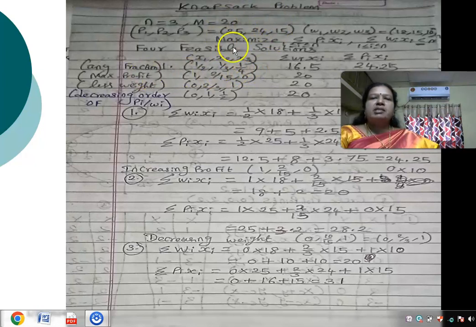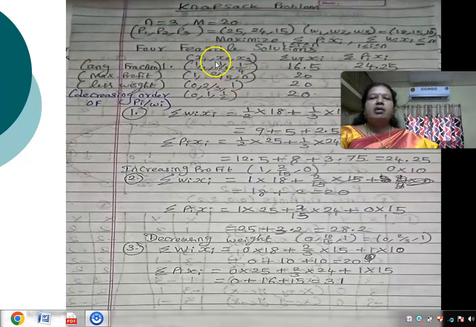Out of these, 25 is the maximum profit, which is for object 1. So I have filled the value of x1 as 1. The weight of this first object is 18. The maximum sack size is 20, so 20 minus 18, only the remaining 2 I can fill with the other items. So the remaining 2 is filled with the item of next maximum profit, that is the second object. Its weight is 15. So 2/15 is the next fraction available.